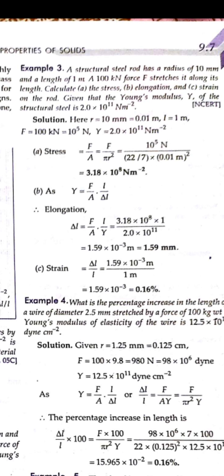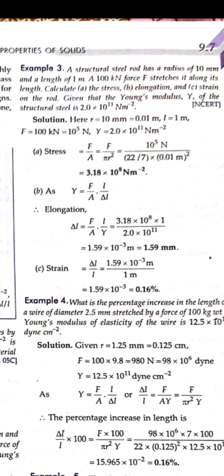So given it is that the wire has a diameter, sorry, is it given as the radius? It is given as diameter, that is 2.5 mm, but we have to take out the radius, that is 1.25 mm. But since the Young's modulus of elasticity is already given in dyne per centimeter square, we will be taking the value of the length also in centimeters itself. So on dividing it by 10, it will be 0.125 centimeter.